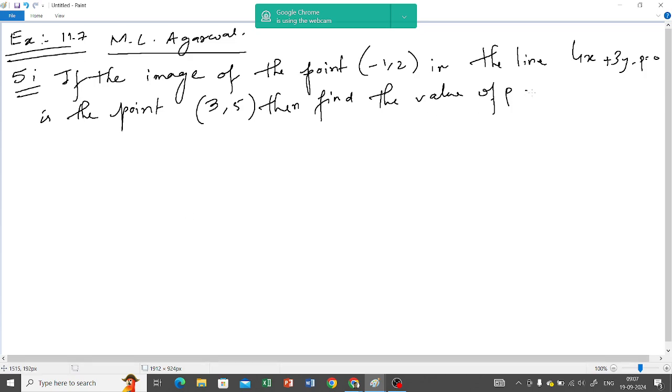I have given you this: if the image of the point minus 1, 2 in the line this is the point this, then find the value of p.